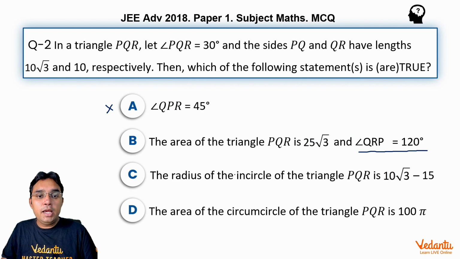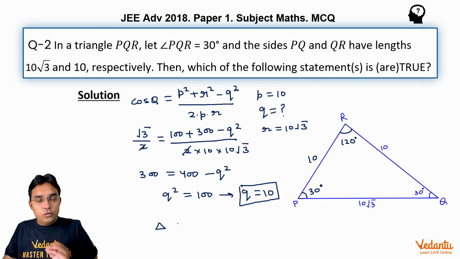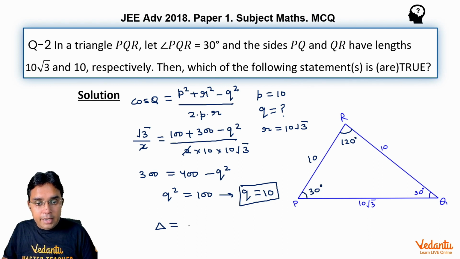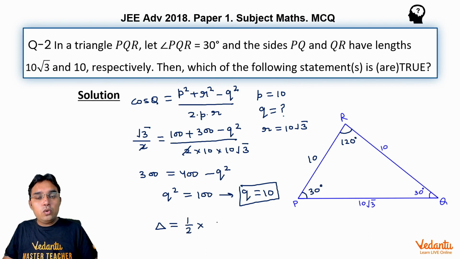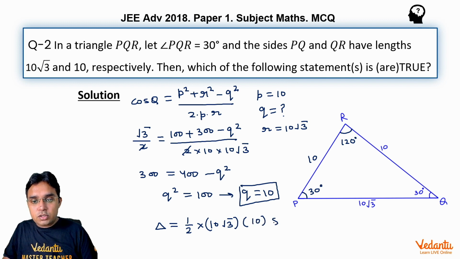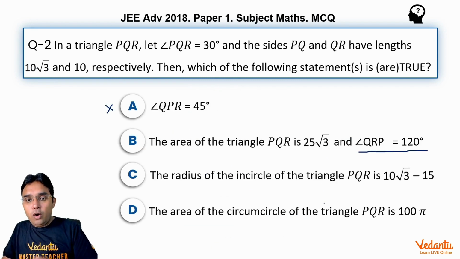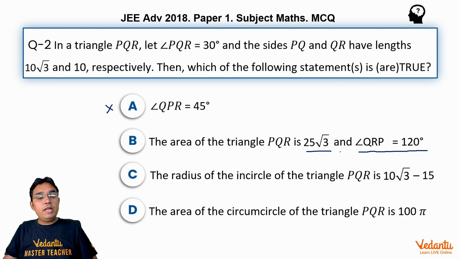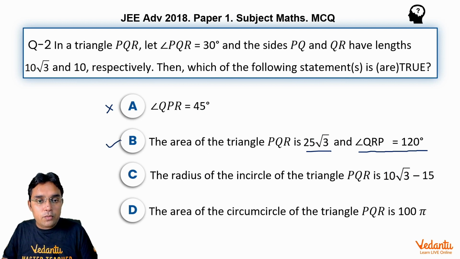But in option B, they are also asking the area of triangle PQR. To find the area of triangle delta, we can write 1 by 2 into two sides. Maybe those given in the question itself we can use. So 10 root 3 into 10 into sine of the angle included between these two sides, which is 30 degrees. Sine 30 is 1 by 2. So I think this will come out to be 25 root 3. Yeah, 25 root 3. So in option B, area is also given to be 25 root 3. So this option B is absolutely correct.